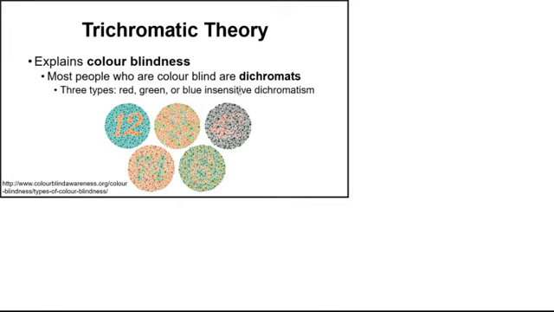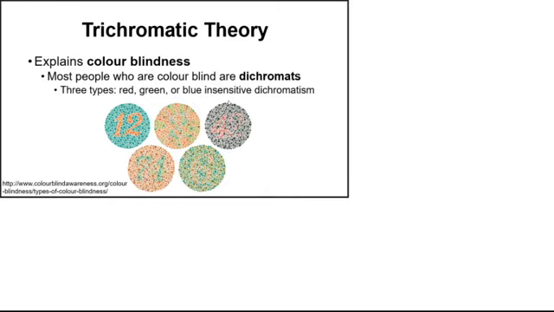And if we wanted to look at what this theory is really good at explaining, it does a great job explaining color blindness. So most people who are colorblind tend to be dichromats. So if the trichromatic theory was looking at three kinds of cones, then dichromats only have two kinds of cones. So they're missing either the red, the green, or the blue sensitive cones. And that seems to be consistent with most types of color blindness.